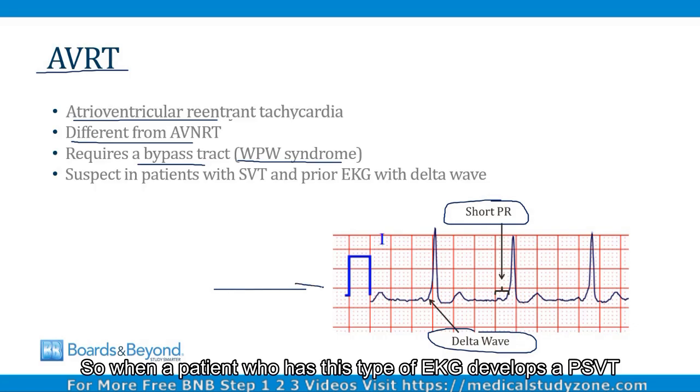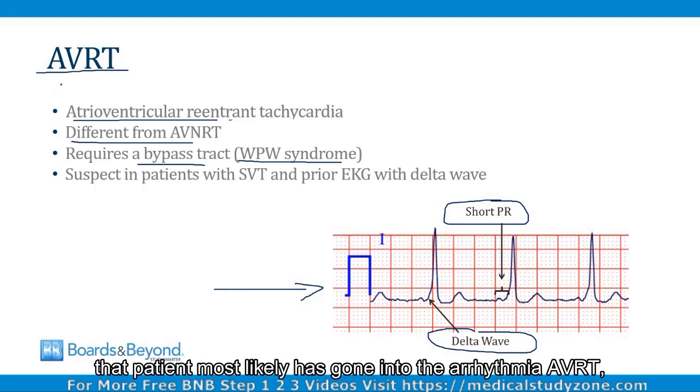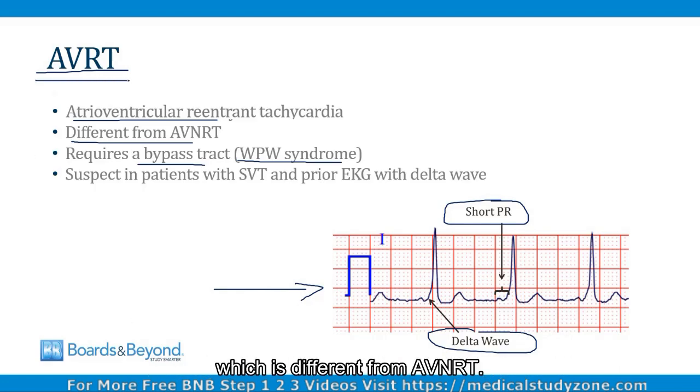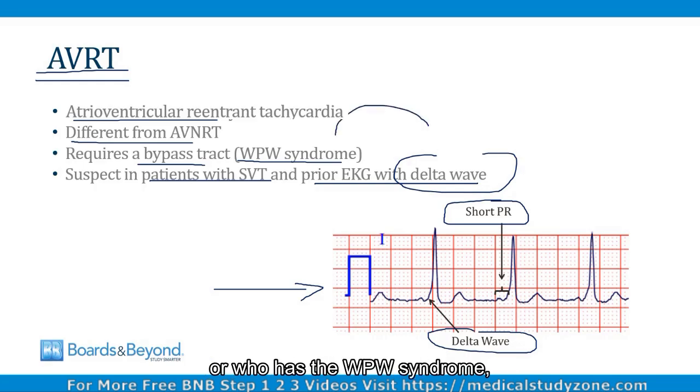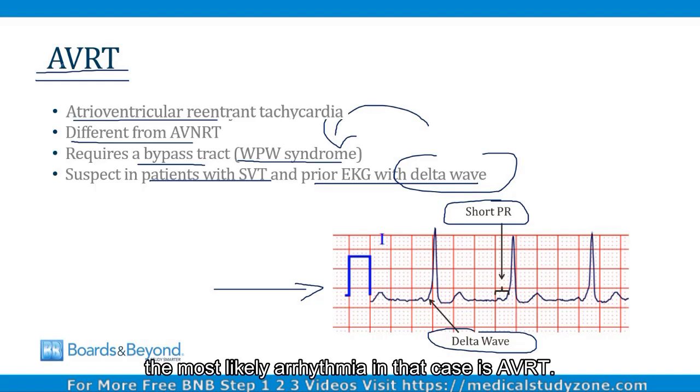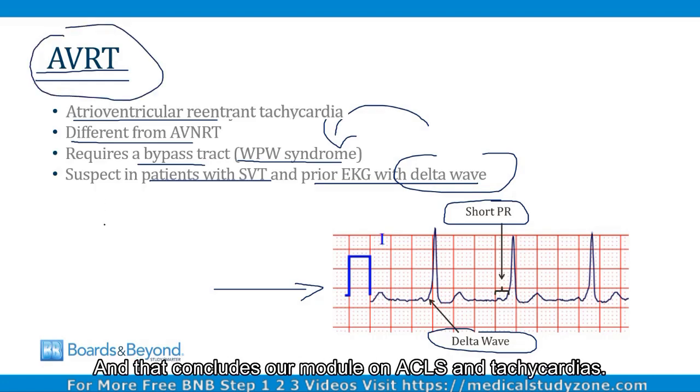So when a patient who has this type of EKG develops a PSVT, that patient most likely has gone into the arrhythmia AVRT, which is different from AVNRT. The treatments for AVRT are similar but slightly different from AVNRT. It can be treated with AV nodal slowing agents and there are surgical options. But the main thing you want to know at the non-cardiologist level is that a patient who develops an SVT and has a prior EKG with a delta wave or who has the WPW syndrome, the most likely arrhythmia in that case is AVRT. And that concludes our module on ACLS and tachycardias.